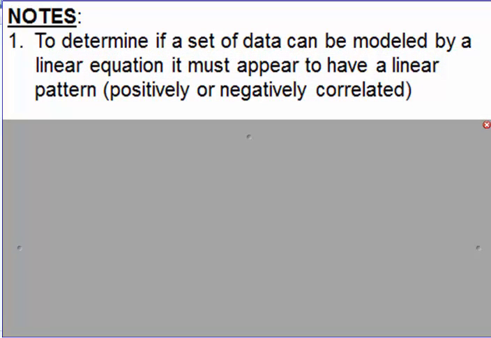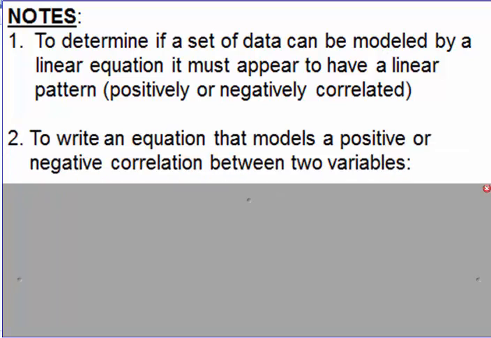All right, so let's see. To determine if a set of data can be modeled by a linear equation, it must appear to have a linear pattern, positively or negatively correlated. So this is our first thing. You can shorten this: your scatter plot must look linear. It has to first look linear before you can do any of the other stuff we're going to do. So that's why we make our scatter plot first. We have to see what it looks like.